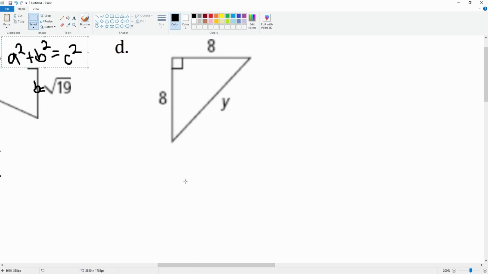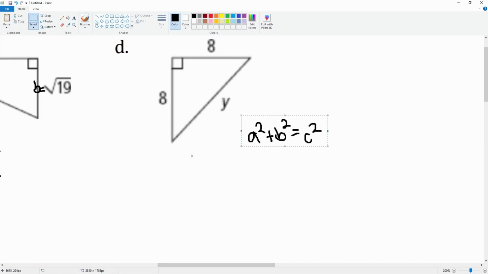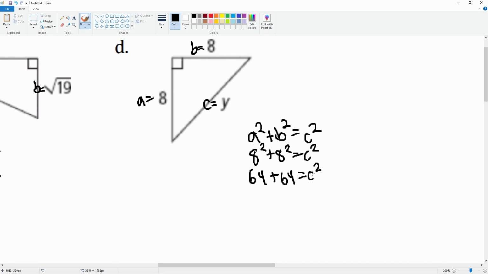Here's the last one. A squared plus b squared equals c squared here. A is equal to 8, b equals 8, c is equal to y. 8 squared plus 8 squared is equal to c squared. This is 64 plus 64 is equal to c squared. 64 plus 64, that is 128, is equal to c squared. Square root both sides. We get c is equal to the square root of 128.